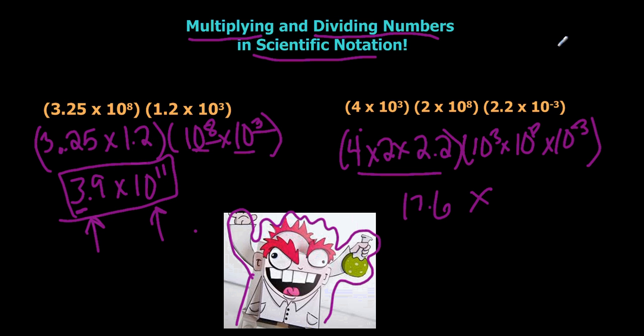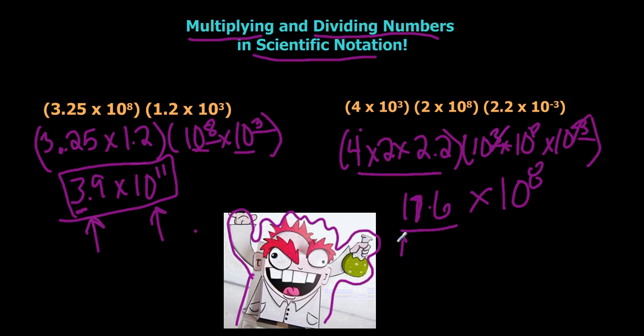Now, the great thing here is if I stop and look quick, I have a 3 and a -3. 3 plus -3 I know gives me 0. 0 plus 8 is just 10 to the 8th power. That's all fine and good, except that if you look here, I have a 17 out in front of my decimal point. That's not going to work.